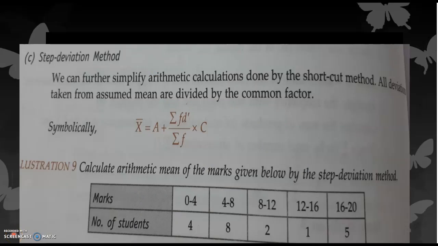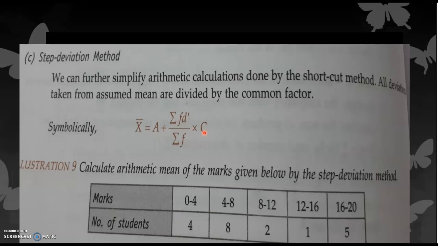Step deviation method. In this case, the deviations are divided by the common factor c, which simplifies the calculation. Here we estimate d dash is equal to d by c. That means x minus a divided by c, in order to reduce the size of numerical figures for easier calculation. Then get fd dash and sigma fd dash.